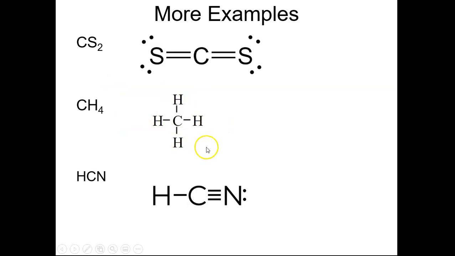CH4 is a tetrahedral because there's four bonded atoms around the central atom, and HCN is linear because, again, there's two bonded atoms around the central atom.